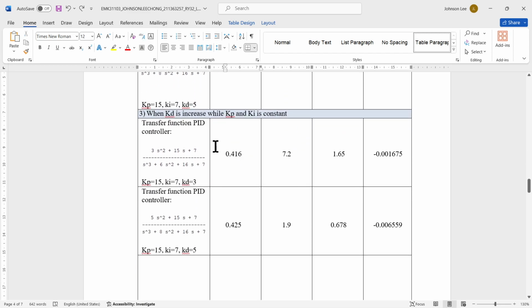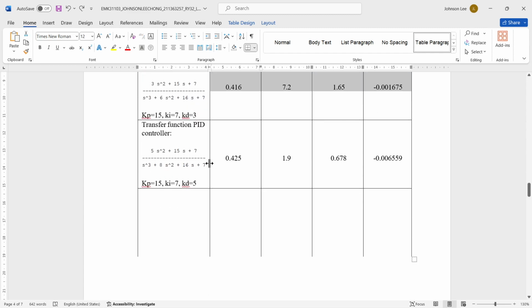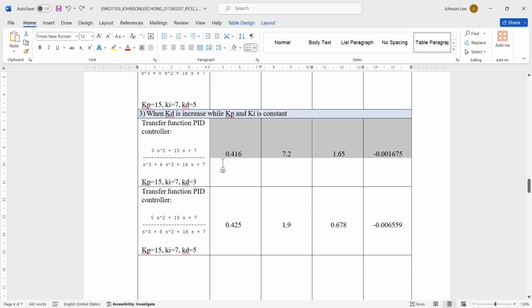For the third condition, when Kd is increased while the other two are constant, which means the Kd, the s square value, will be increasing. So the value will be like this. If the Kd is equal to 5, the value will be like this.